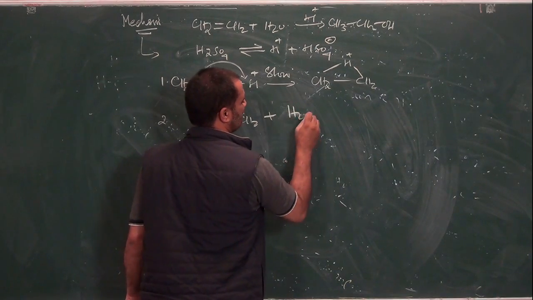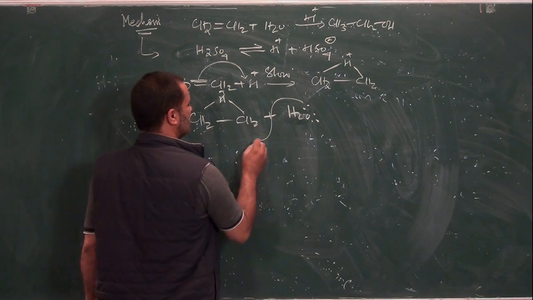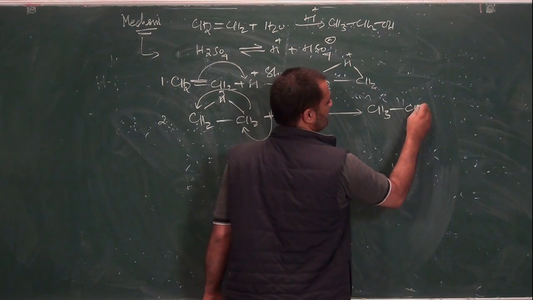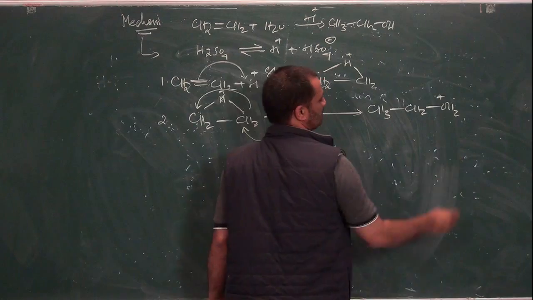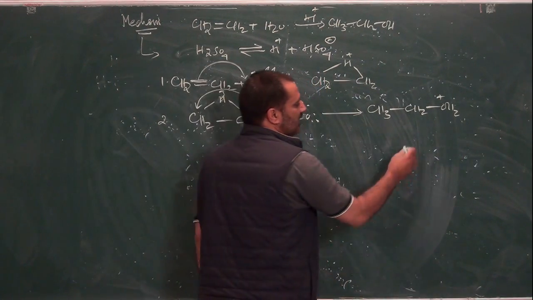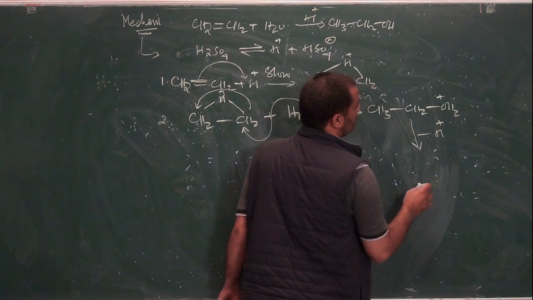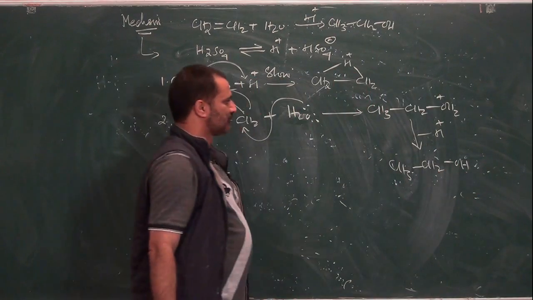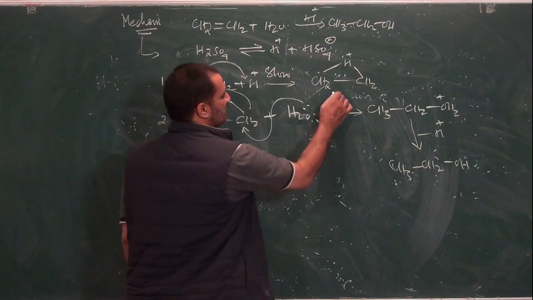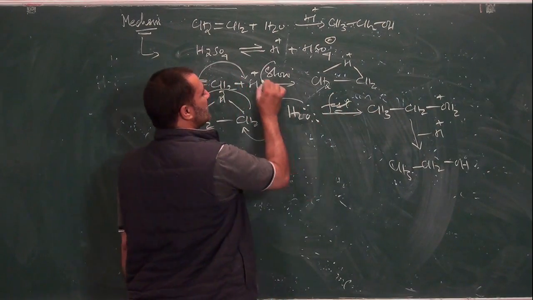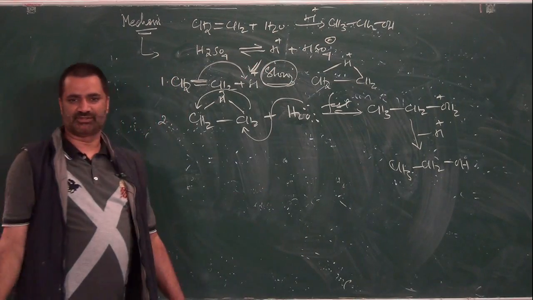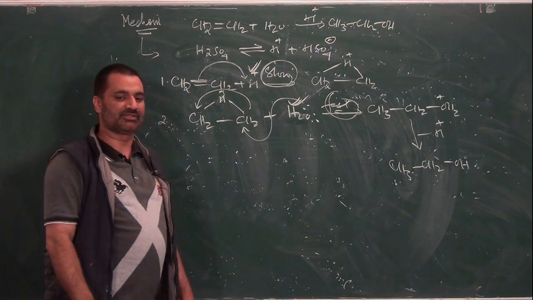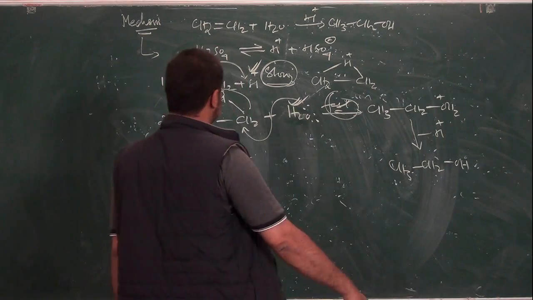Then we have water. It will act as a nucleophile and attack here. It forms CH3CH2OH2 positive. This is the protonated alcohol, and in this protonated alcohol there is loss of a proton, which results in the formation of alcohol. And this step is fast. So in the slow step, addition of electrophile takes place, and in the fast step, addition of nucleophile takes place. So we can call it an electrophilic addition.